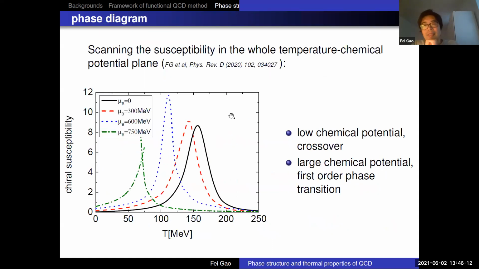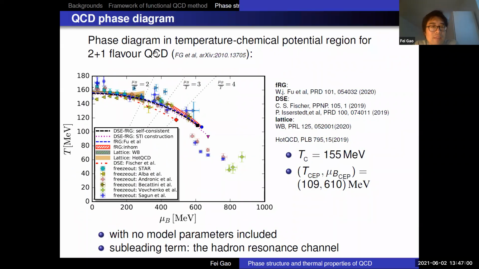So with this, we can then solve the DSE for the whole temperature and chemical potential region, and then we have the quark propagator, and we can compute the chiral condensate and also the susceptibility. So this is the plot for the susceptibility. At low chemical potential, it shows a crossover behavior, and then this susceptibility goes to divergent, which means it is closer to the critical endpoint, and then it becomes discontinuous, which means it's a first order phase transition.